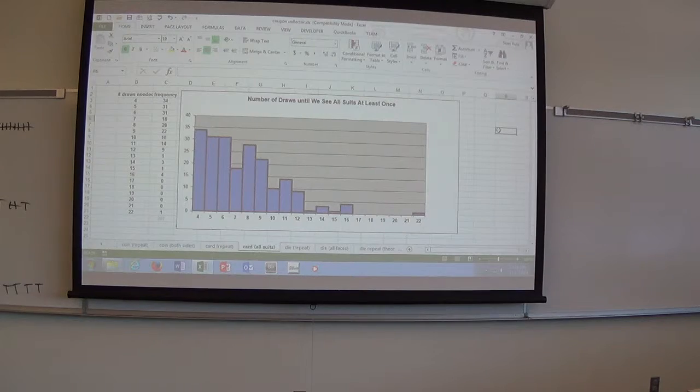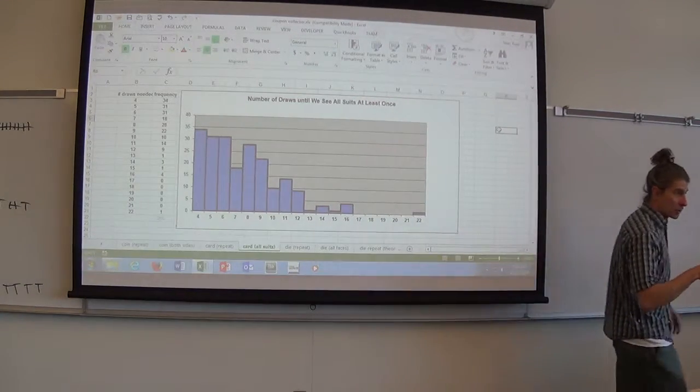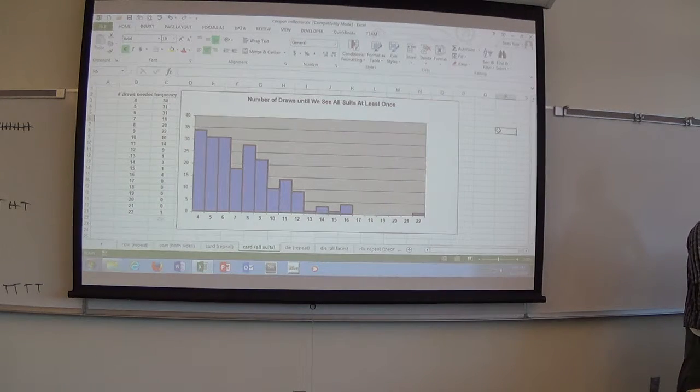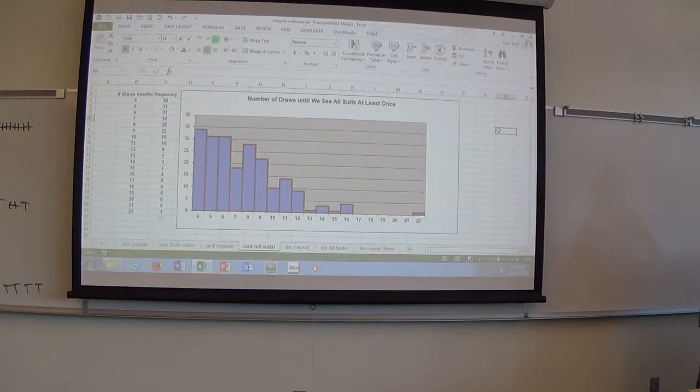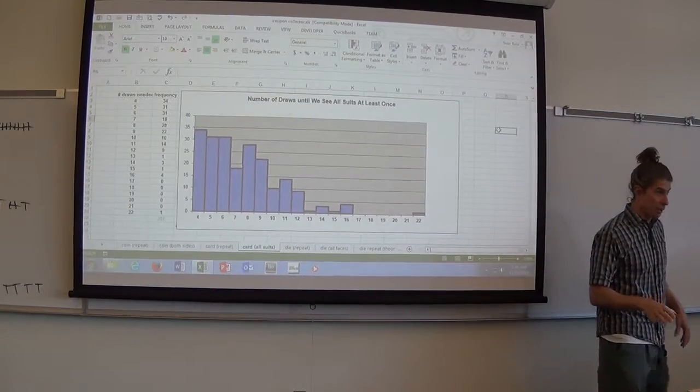Now, we're going to apply it to dice. I brought dice, but you are not going to roll them, because this can take far too long. Think about it. We had one poor person that had to draw 22 times until they saw all the suits.